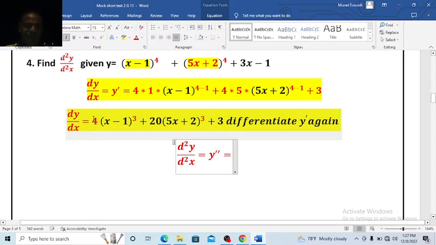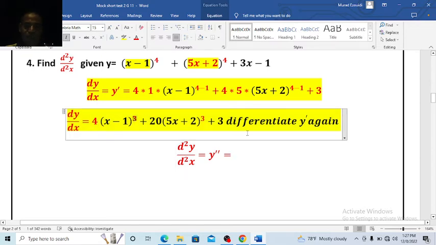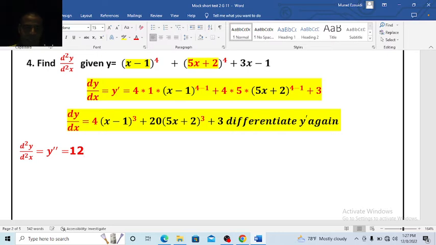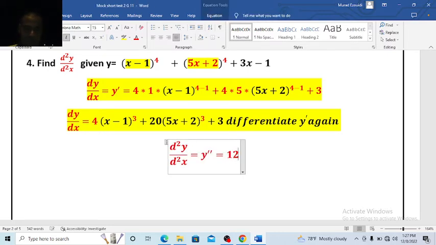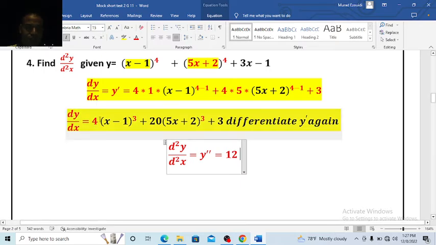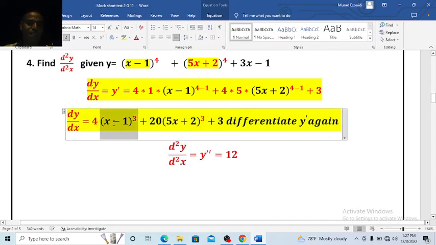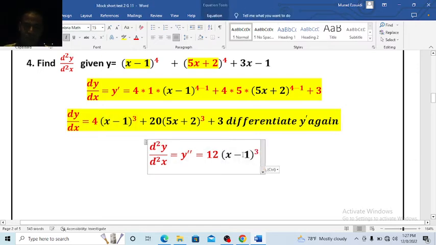3 multiplied by 4 is 12. I will write here 12. Why 12? Because 4 multiplied by 3 is 12. The first derivative of x minus 1 is 1, so 12 by 1 is 12, multiplied by x minus 1 to the power 3 minus 1, which is 2. I will write here 2.